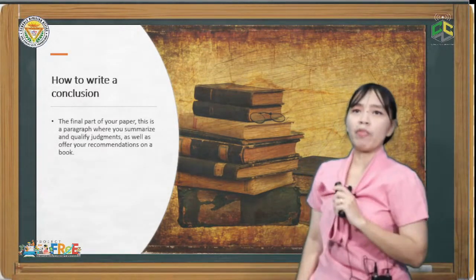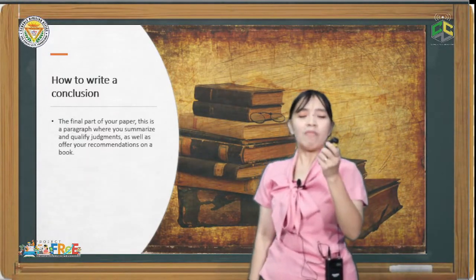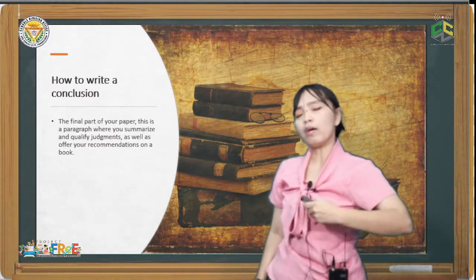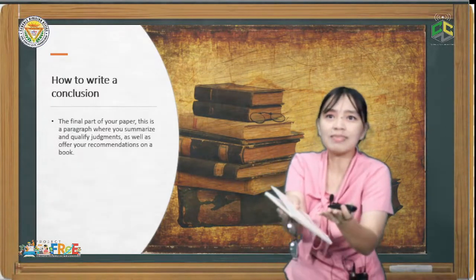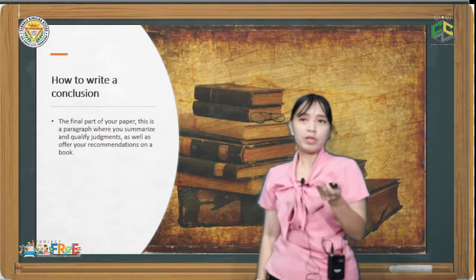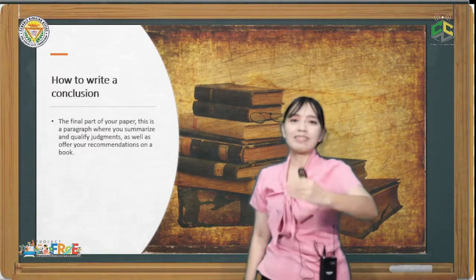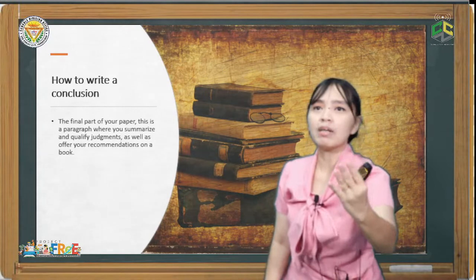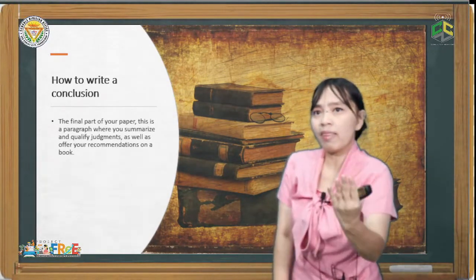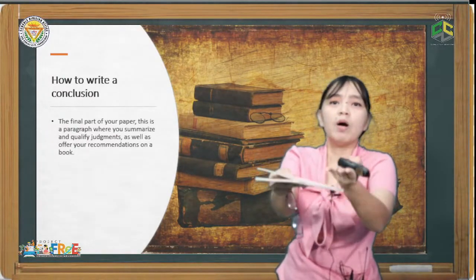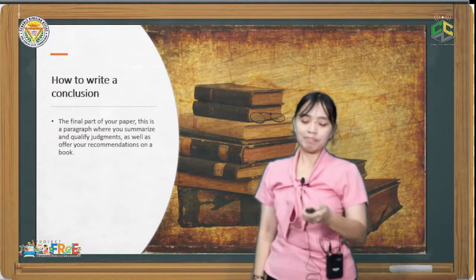You have to remember that for the final part of your paper, learners, this is the paragraph wherein you are going to summarize, qualify judgments, as well as offer your recommendations on a book. Again, this is not just a mere summary. Remember that. You're going to come up with your judgment. You're going to come up with your own recommendations about the book that you have read.